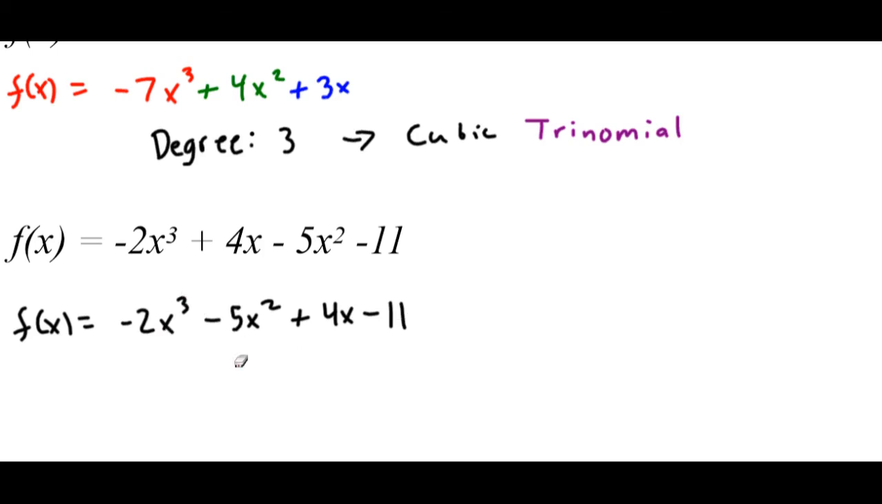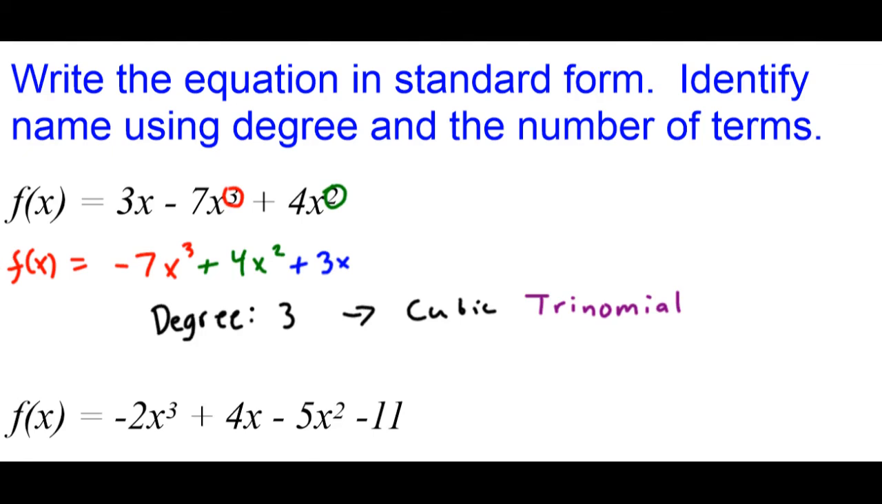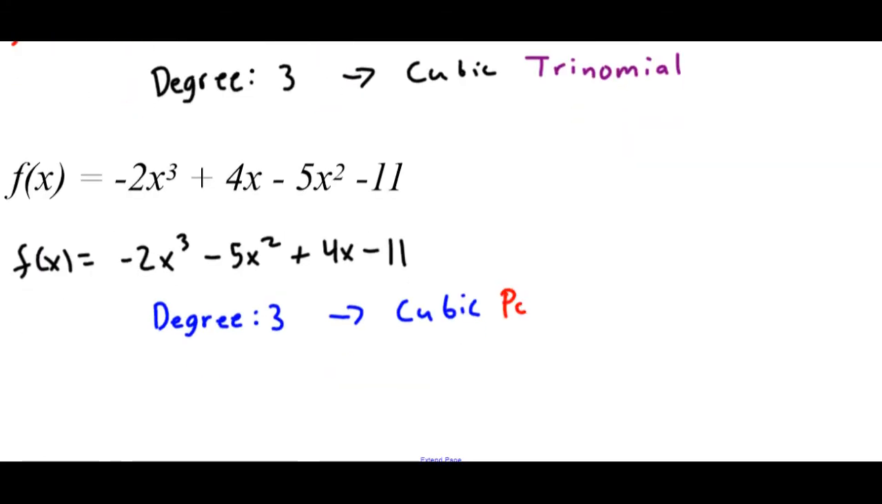Now, since this is standard form, again, I can just look at the first term, and I know that degree here is 3. That is the highest exponent. So conveniently, this is a cubic. Now let's look at number of terms. I have 1, 2, 3, 4 things being added together. Since I have 4 things looking back at my chart, this is going to be a polynomial. So I scroll down here. This is a cubic polynomial. So that is a basic introduction to the terms related to polynomials and what are polynomials.